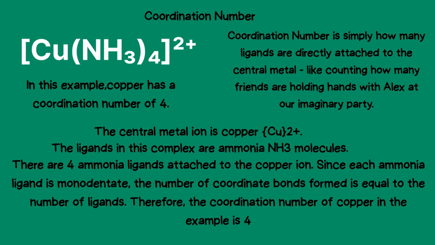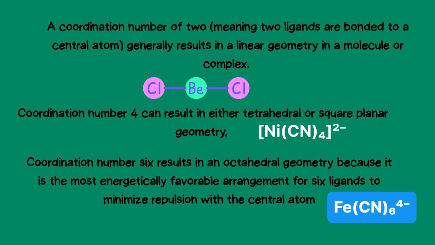Coordination number is simply how many ligands are directly attached to the central metal, like counting how many friends are holding hands with Alex at our imaginary party. Here in the example, tetraamine copper 2 ion, the coordination number is 4. Coordination number 2 results in a linear geometry. Coordination number 4 can result in either tetrahedral or square planar geometry. Coordination number 6 results in an octahedral geometry.